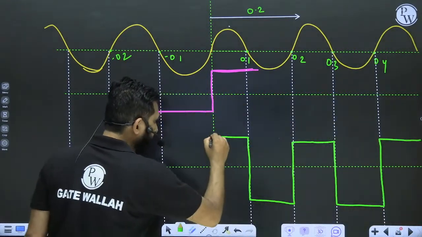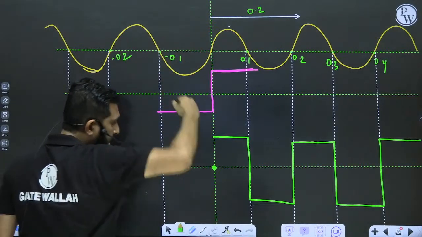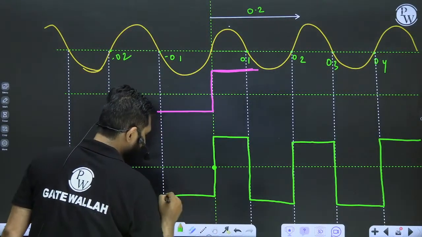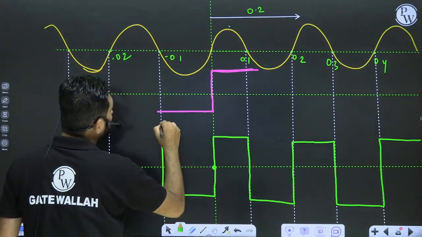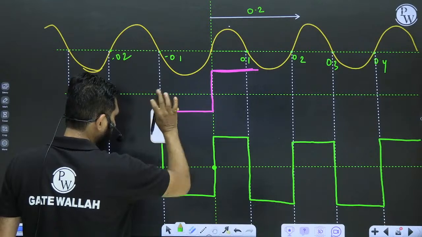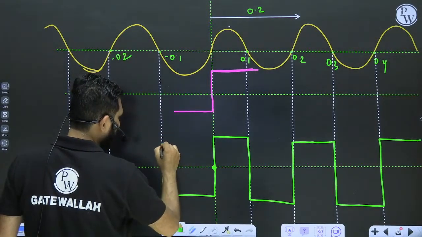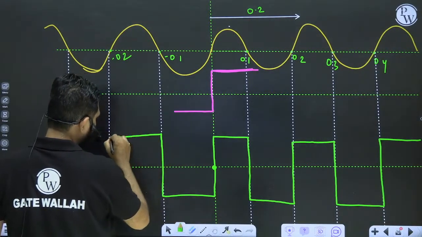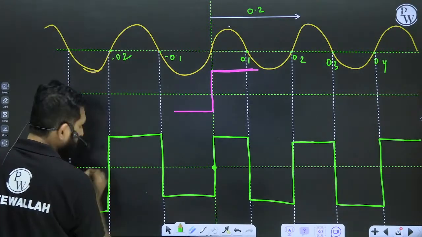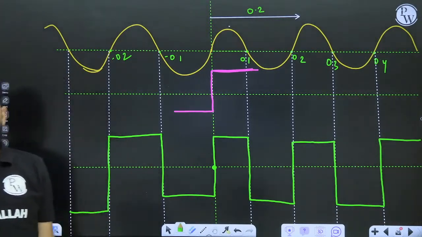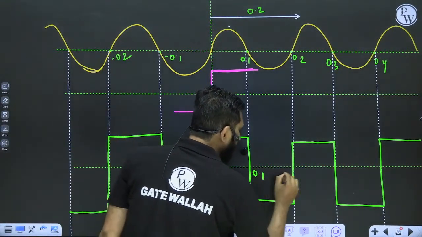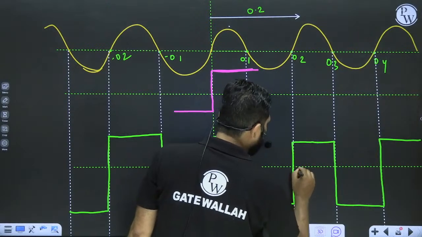Same here in the negative region also. See here, it is less than 0. This means that I will get minus 1. Plus 1. This is minus 1. And this value is 0. This is 0.1. And this is 0.1. Yes, this is 0.2.